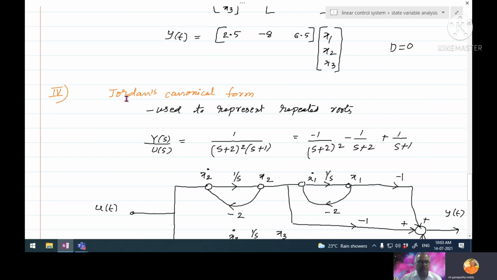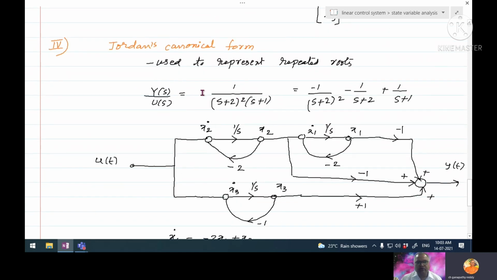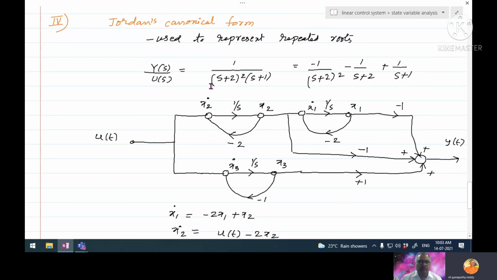The last one is Jordan's canonical form. Jordan's canonical form is used to represent repeated roots. So take 1 by (s plus 2) square times (s plus 1). Here square means repeated roots. So using partial fractions, you write A by s plus 2, B by (s plus 2) square, C by s plus 1. Then using the standard procedure, find out these A, B, C.